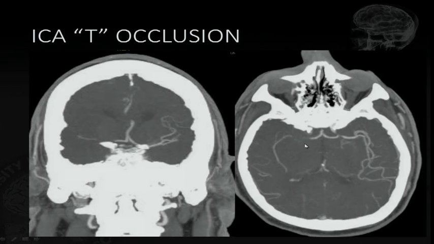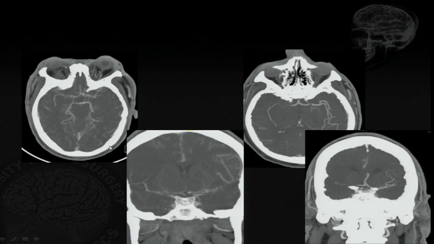Okay? So this is an ICA-T occlusion. There's no fuzzy pattern. There's absolutely no contrast, and the clot includes the proximal M1, the proximal A1, the proximal M1, and the ICA. Okay? So, thrombus occlusion, moyamoya.